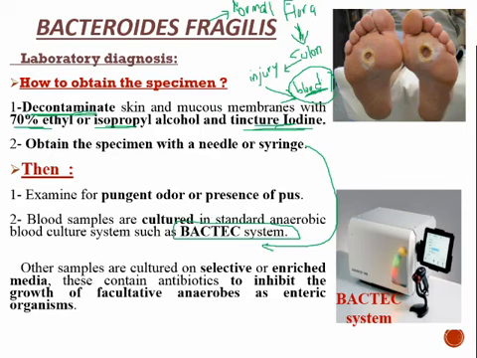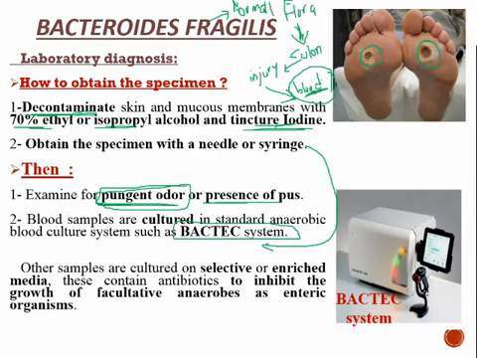Now, this bacterium causes some form of abscess in the skin too. This abscess basically contains pus, and we can examine it for the presence of pus, and also for a pungent odor, because usually anaerobic bacteria produce a very pungent odor.